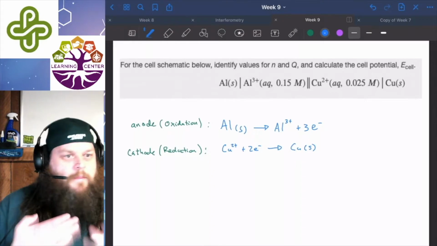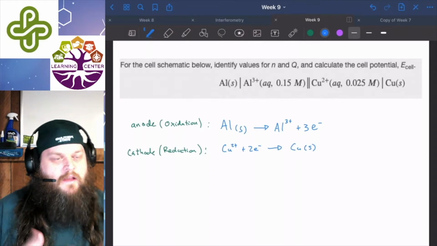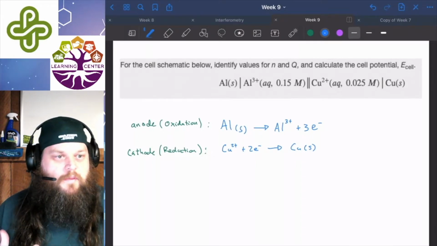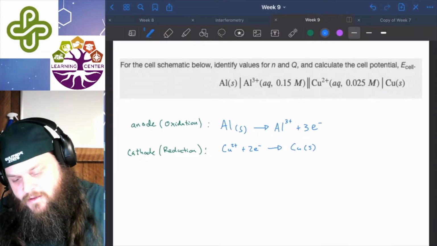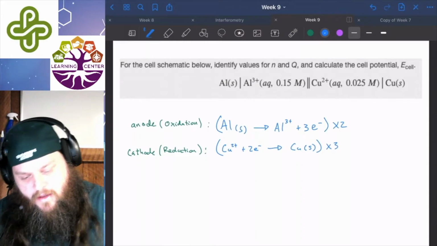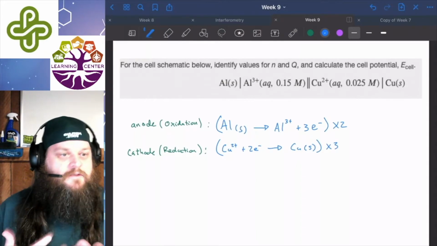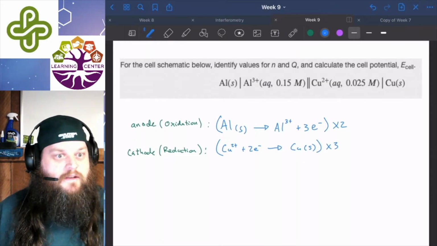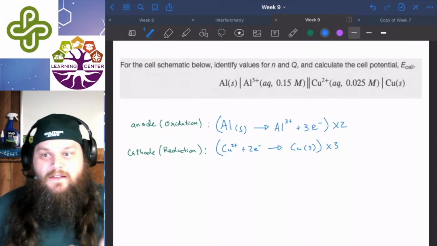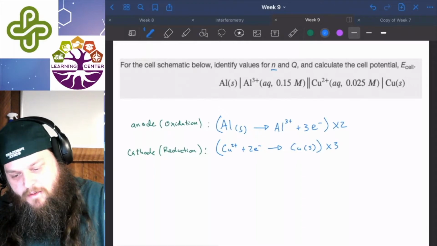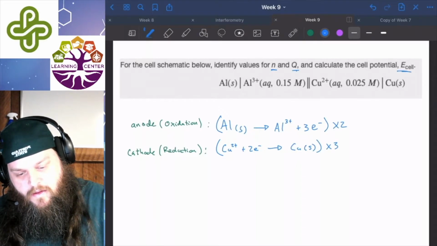And when we go to balance these half reactions, we're going to see that there's a different number of electrons on both of those reactions. So we need to multiply each of those reactions by something. We would multiply the anode by 2. We multiply that cathode half reaction by 3. If we did that, then we'll see there's 6 electrons on the product side and 6 electrons on the reactant side. So that gets us the right number of electrons in there. So right there, that'll tell us, because we need to calculate for this, n, Q, and the cell potential E.